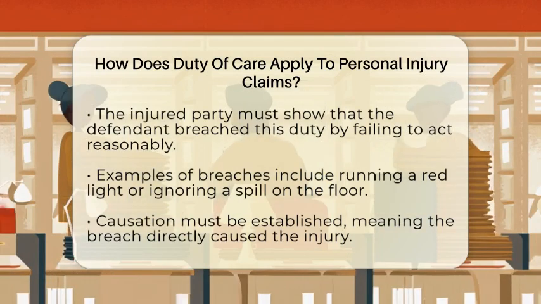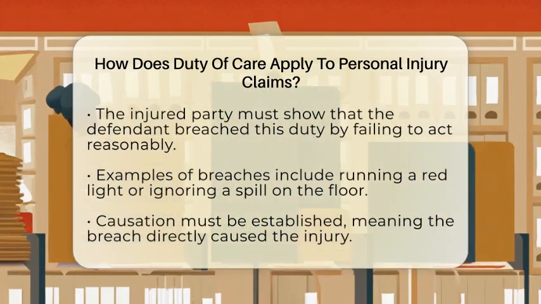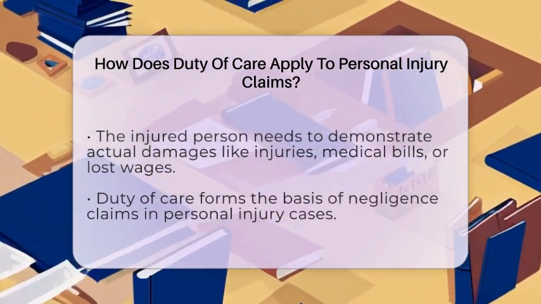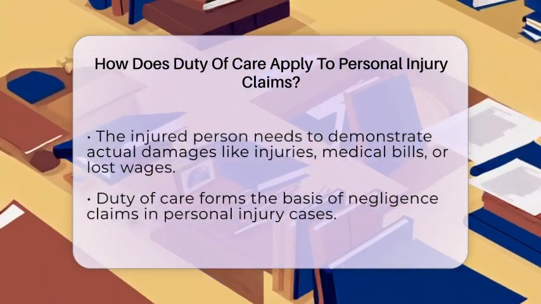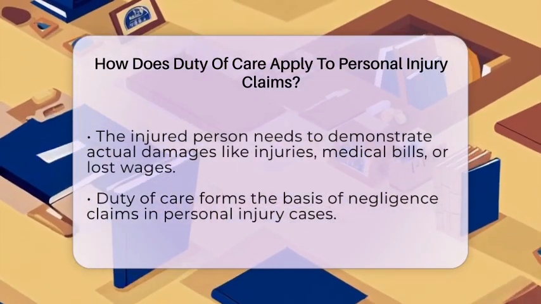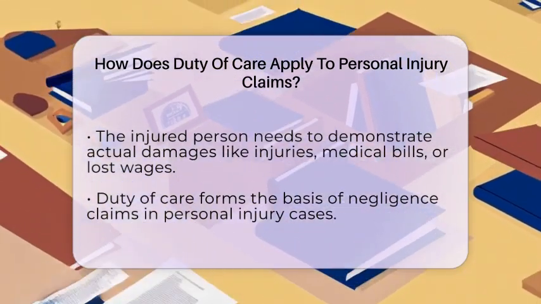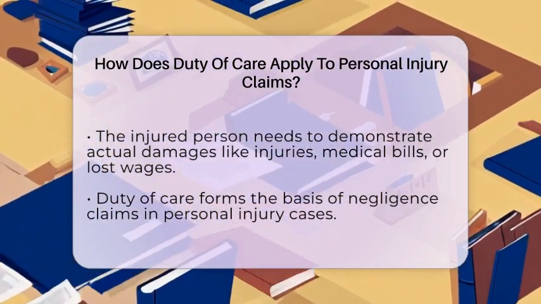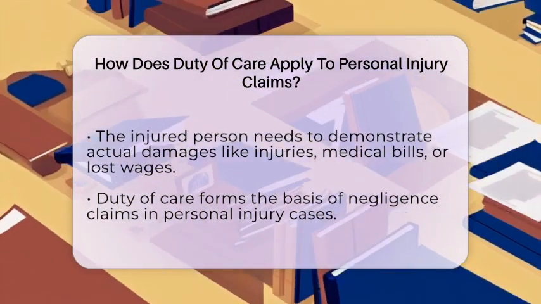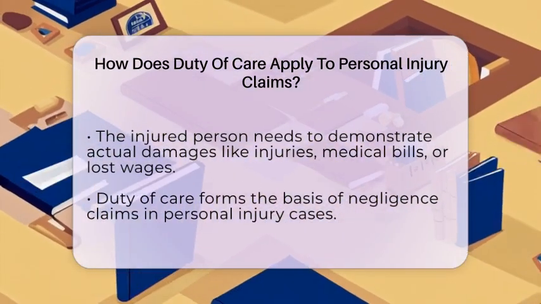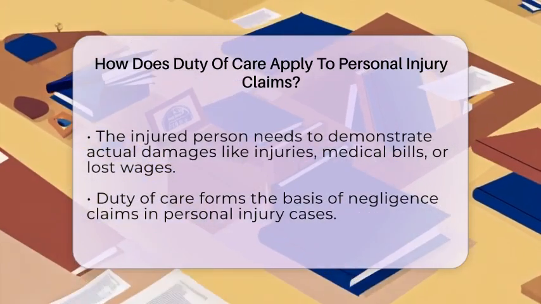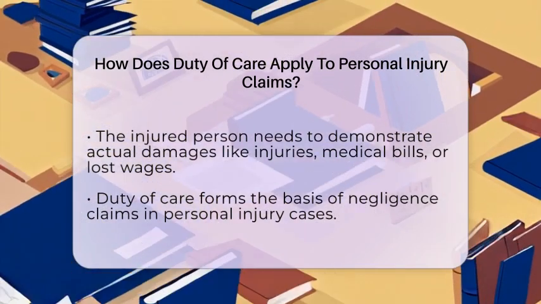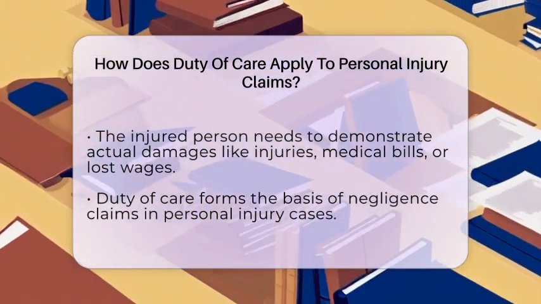This is called causation. For example, if a driver's reckless driving causes a car accident and someone gets hurt, the breach directly caused the injury. If the breach did not lead to the injury, then there is no claim. Finally, the injured person must have actual damages. These could be physical injuries, lost wages, medical bills, or pain and suffering. Without damages, there is no basis for a personal injury claim.